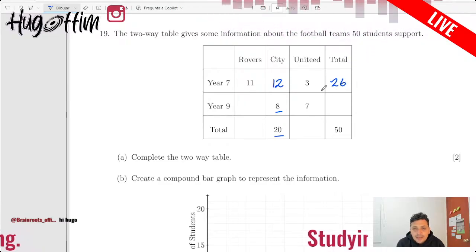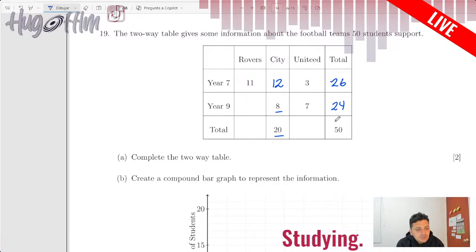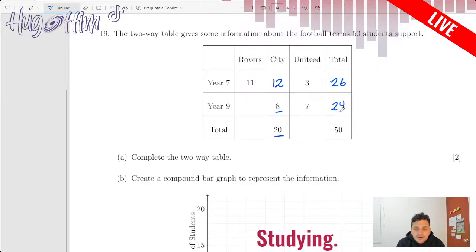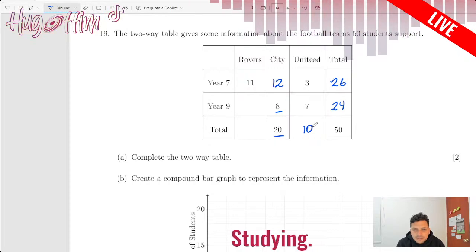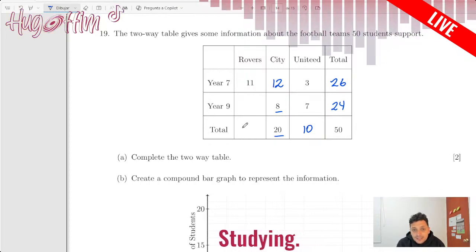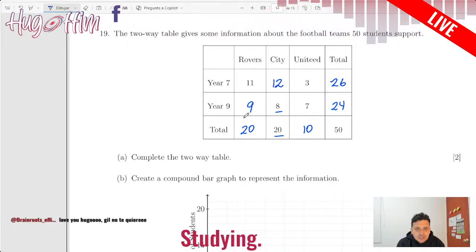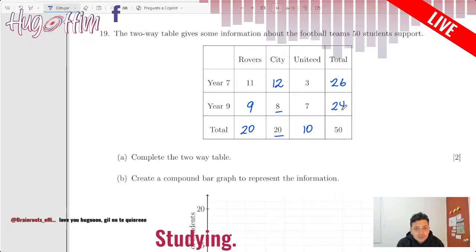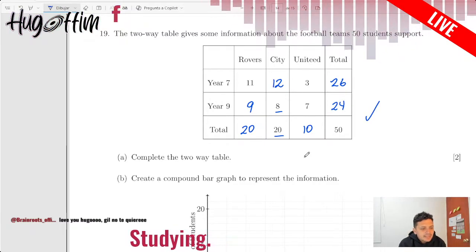Good. Now, if here are 26, here must be 24 because the addition of these two must give you 50. Now, if I have 7 here and 3 here, is going to be 10. If I have 20 here and 10 here, I have 30 and I need 50, so I have to put 20. And I have 20 here, 11 here, so the answer is 9. Just to be sure, I'm going to check that 9 plus 8 is 17 plus 7, 24. Correct. That's it. This is how to complete the table.